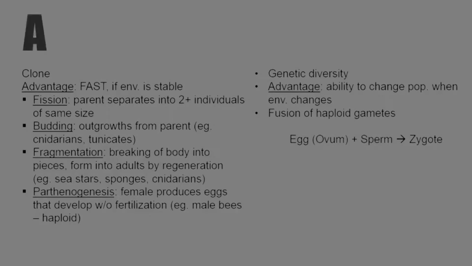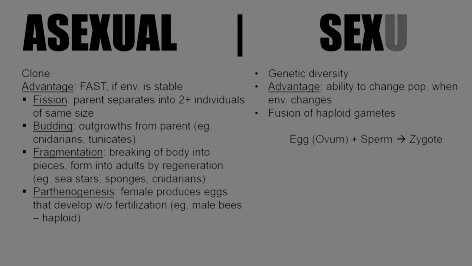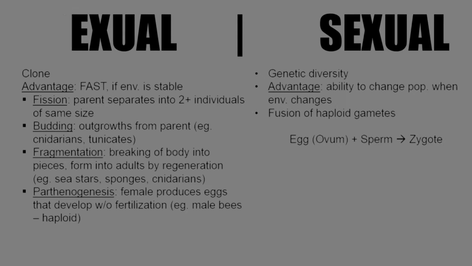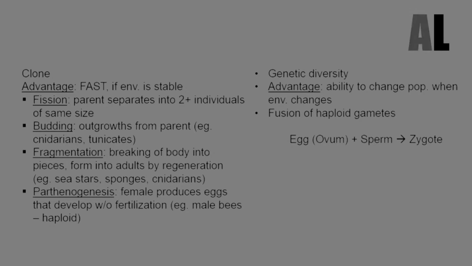Let's check. In asexual reproduction, there are clones, while in sexual reproduction, there is genetic diversity. In asexual, its advantage is that it is fast, while in sexual, it has the ability to change. In asexual, there is fission, budding, fragmentation, and parthenogenesis, while in sexual, there is fusion of haploid gametes.